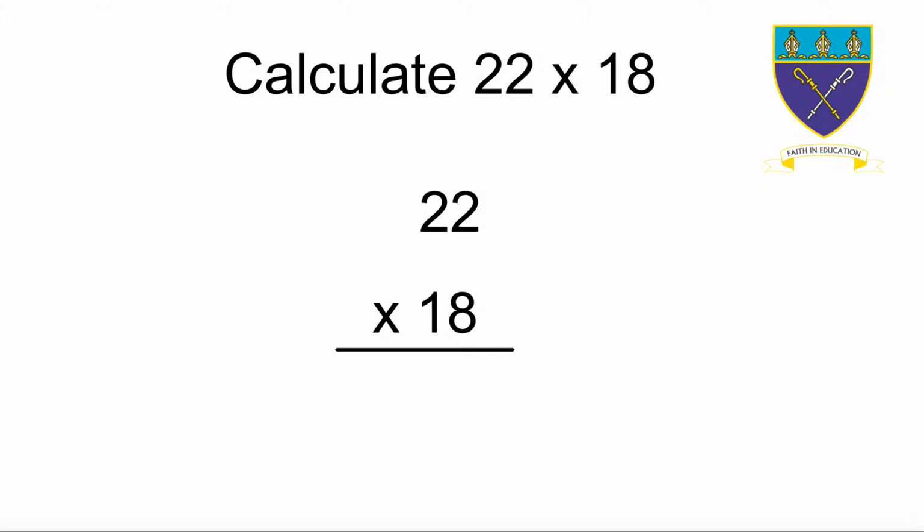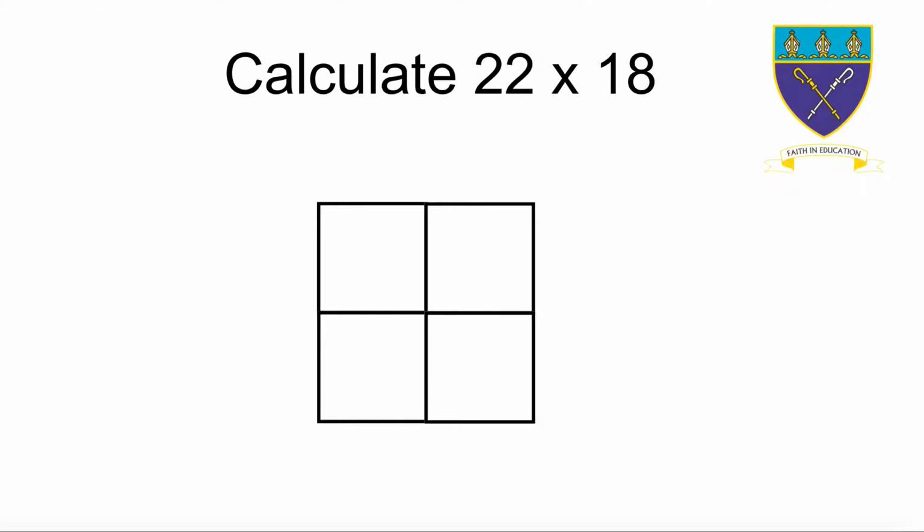We focus on two methods, either the grid method or Chinese multiplication, and I'm going to talk you through how we do both. The first one is the grid method. To complete the grid method, what we do is we split 22 up into its components, into its tens, which is 20, and its units, which is 2. The 18 gets split into 10 and 8.